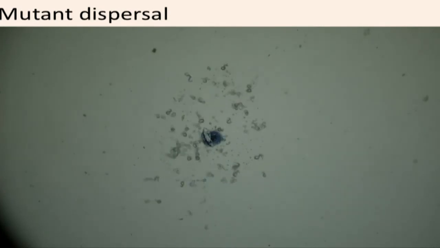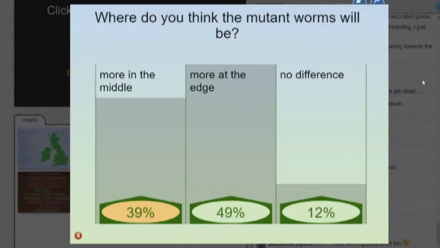So the mutants, where would you have put them on the three choices that everyone had? Well, personally, I would have predicted that they would stay in the middle. Should we take a look and see what everyone else has done? Yeah. So more at the edge, actually. Most people have gone for more at the edge, although it seems to be fairly evenly split between more in the middle and more at the edge. And everybody thought that there would be a difference, or almost everybody. So that's really good.